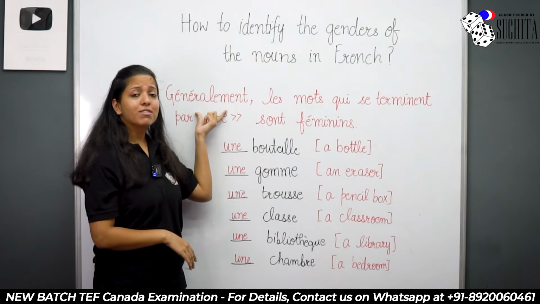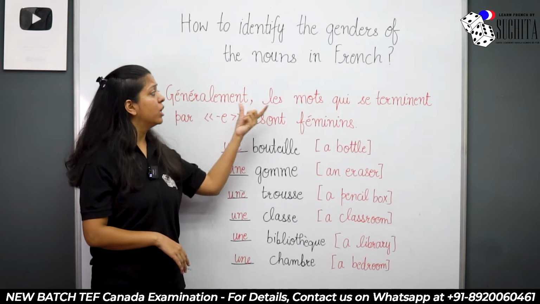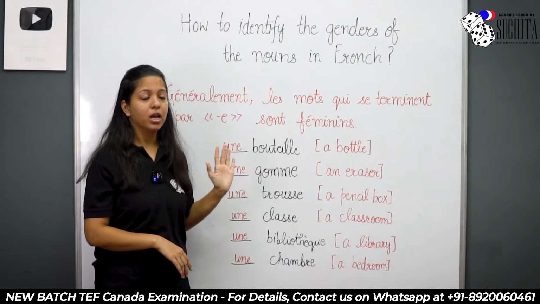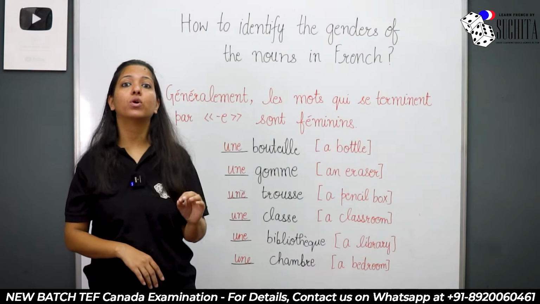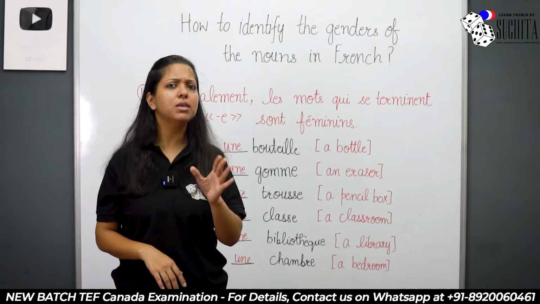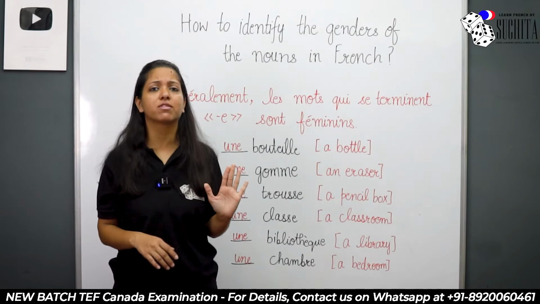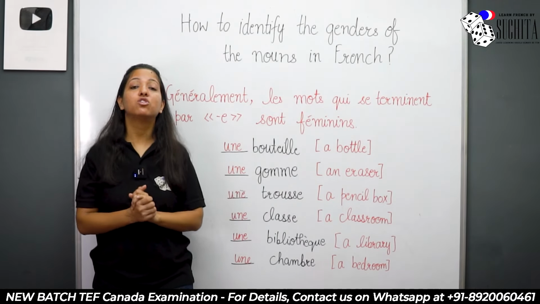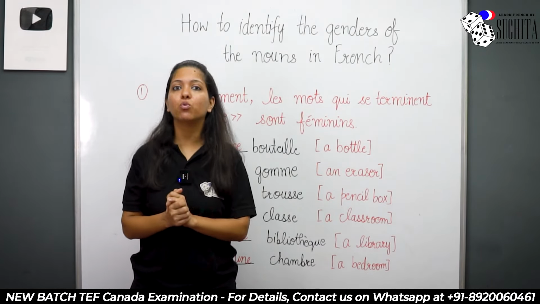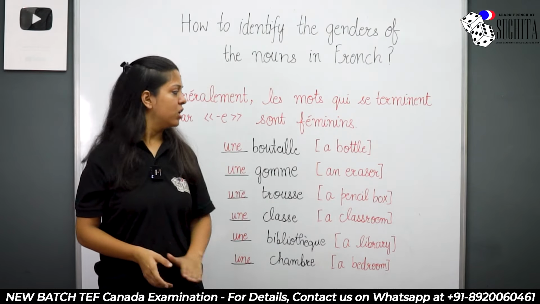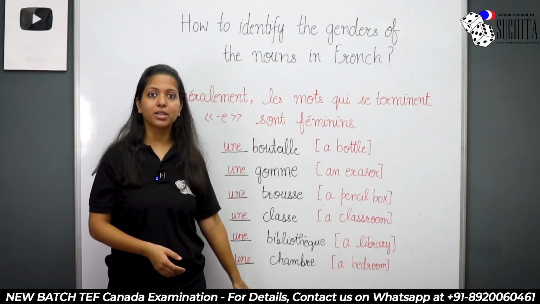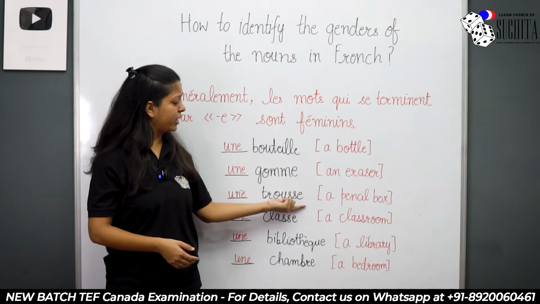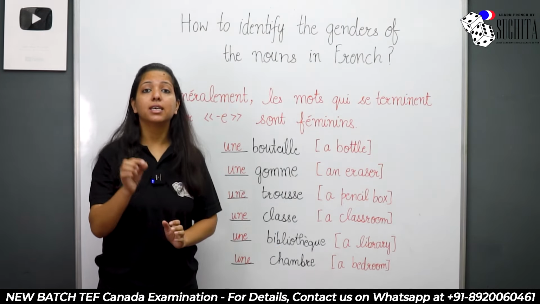Now, the first rule states that generally the words which end with E are feminine. This particular rule is going to work in at least 70 to 75% of the cases. So the first rule is: generally the words which end with E are feminine. I've listed a few words over here. These are all nouns, and if you see, all these nouns end with the letter E.